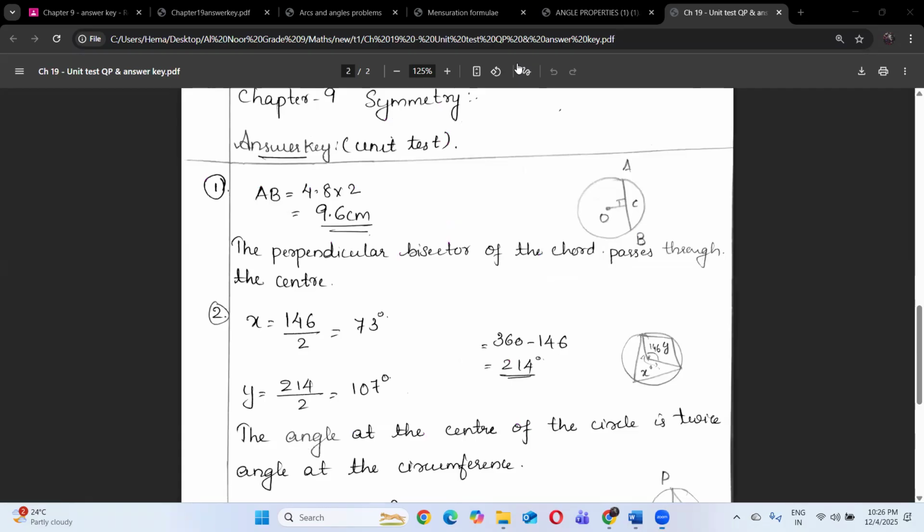The perpendicular bisector. Bisector means dividing into two. For example, there is an angle, say this is a 90 degrees angle. If I draw a line, that means I am bisecting. When I am bisecting, I am dividing equally, 45 here, 45 here. That is called a bisector. The perpendicular bisector of the chord passes through the center. So this is the reason you can write here.